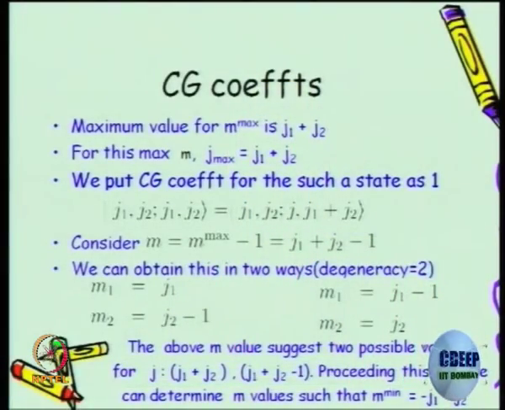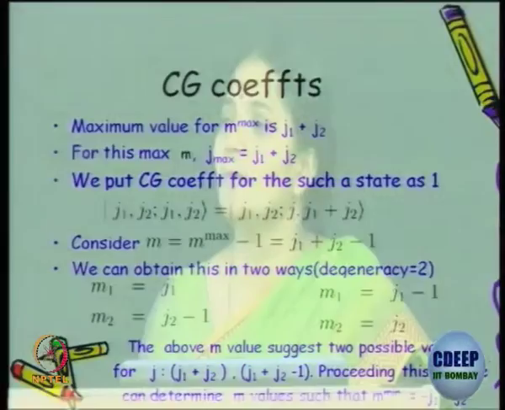So, the above M values suggest two possibilities for J. This also I said. The total J could be J1 plus J2 because that is the stretch state condition. I cannot go above that. Other possibilities, I could also have J to be J1 plus J2 minus 1 because the state Jm permits M to go from minus J to plus J, or M should be less than or equal to J.